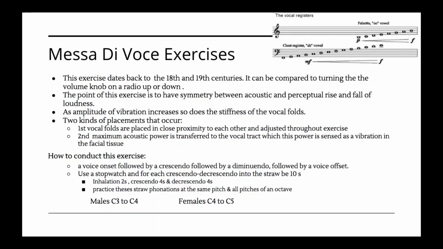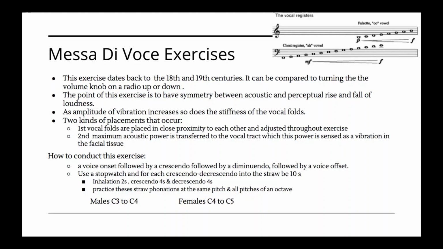As amplitude of vibration increases, so does the stiffness of the vocal folds. Vocal fold stiffness is because tension-bearing fibers are stretched more. There are two kinds of placements that occur. First, vocal folds are placed in close proximity to each other and adjusted throughout the exercise. Second, maximum acoustic power is transferred to the vocal tract, which this power is sensed as a vibration in the facial tissues.